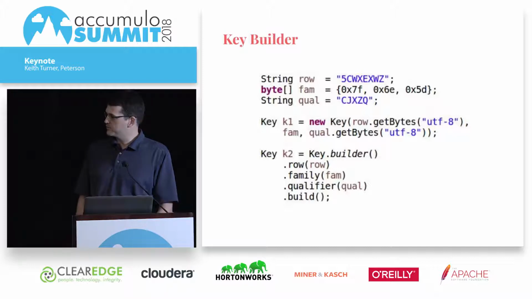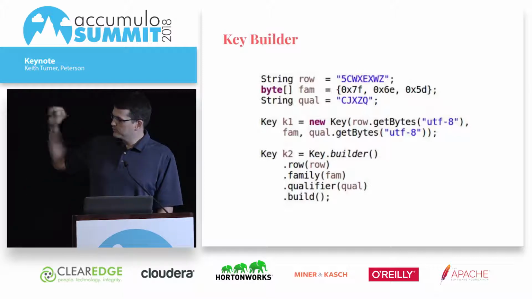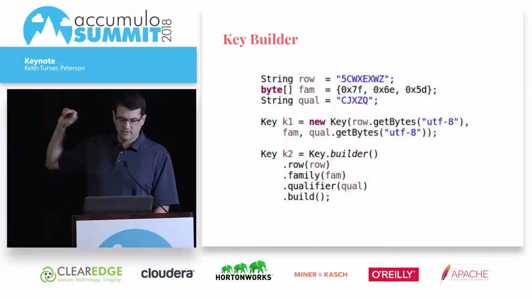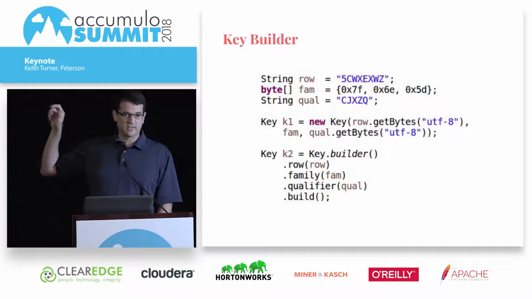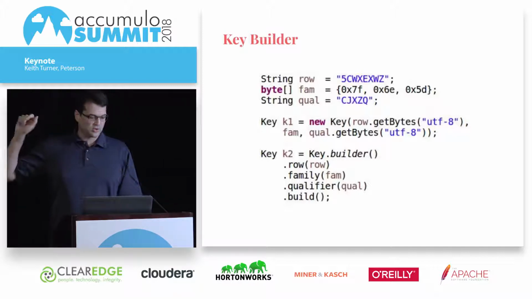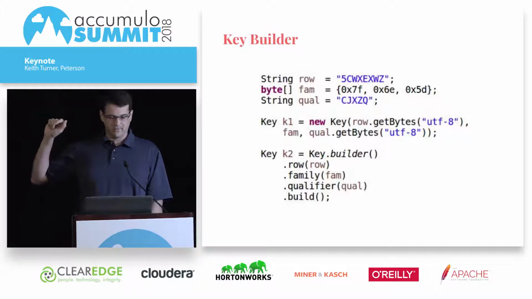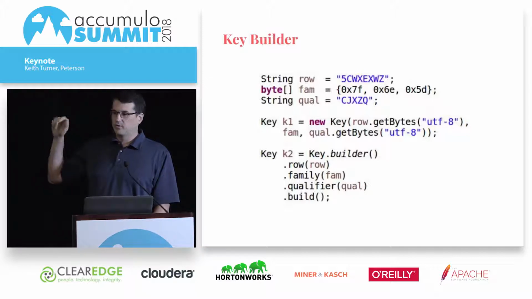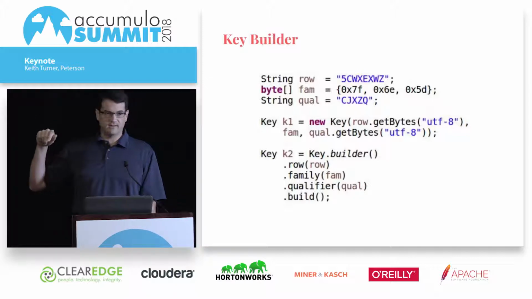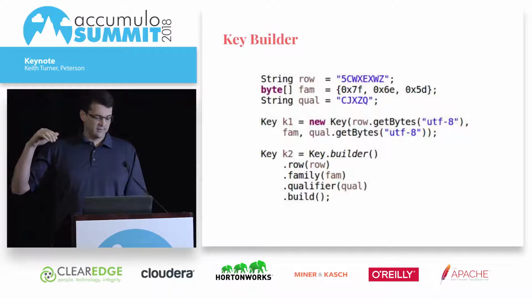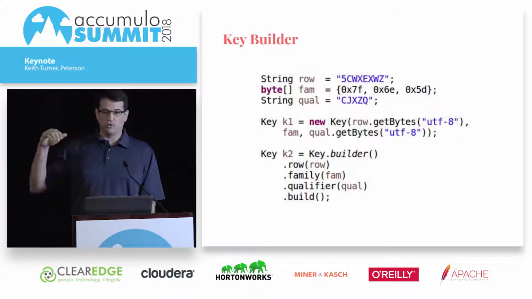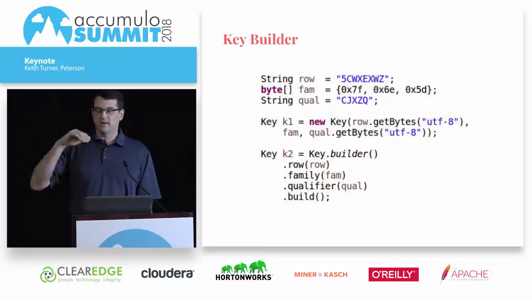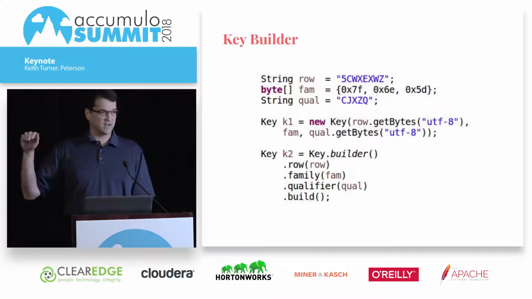This is another interesting API change. What we're looking at here in this example, the really important thing I want to call out at the top is that the row and the family are of different types. The row is a string and the family is a byte array. Now, if you wanted to take this information and build a key in the old API, Key has all of these overloaded constructors, and every one of the constructors has a whole list of fields for the key, and they all have to be the same type.